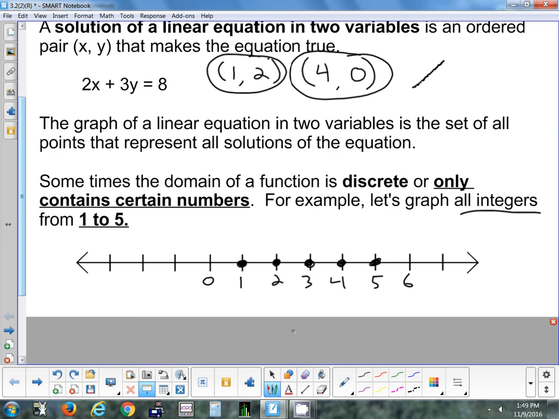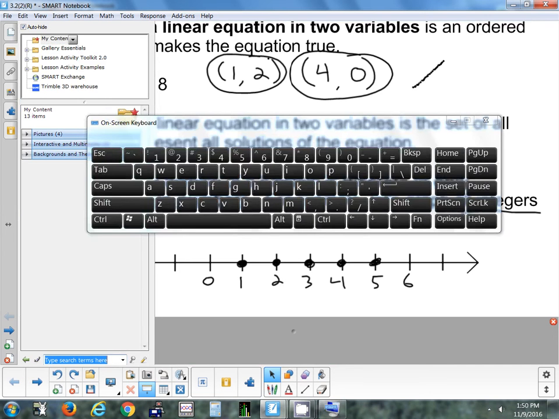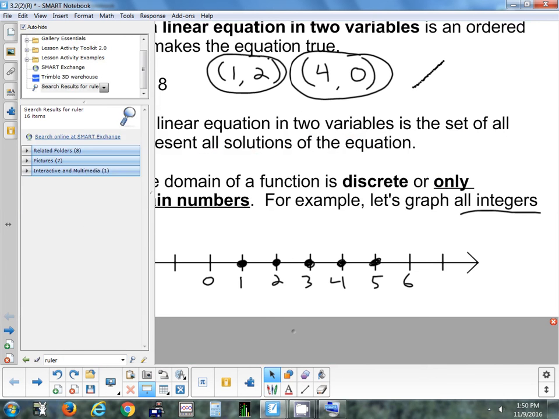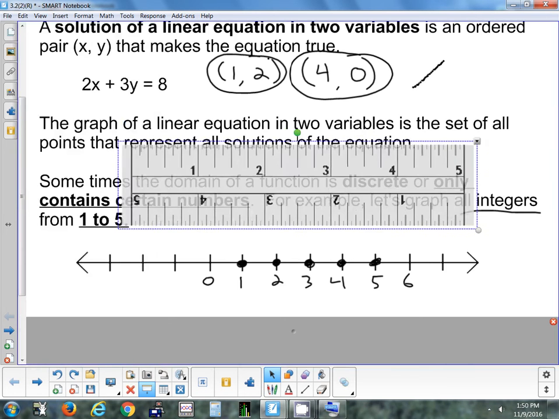Can anybody think of something else in real life that would be discrete? Where you skip a lot of numbers as you do it. A ruler. A ruler, yeah, a ruler is definitely discrete. Okay, so let me see if I have a picture of a ruler. All right, let's look at a ruler.